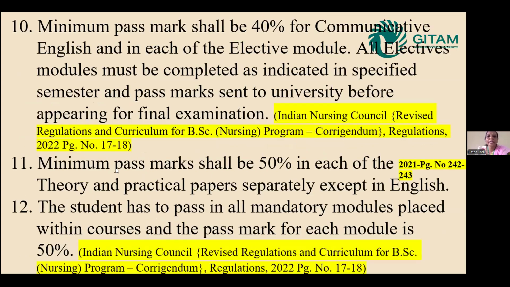Then we have the 10th point. A minimum pass mark shall be 40 for communicative English and in each of the elective modules. All the modules must be completed as indicated in the specified semesters, and pass marks sent to the university before appearing for the final. We need to be very aware of this, because for an elective module, if we send any fail mark, that will again affect the student. So we need to be very clear. We can do a retest again and send the final mark as a pass mark. Just 40% is the pass mark that we need to ensure. This has been modified or revised in the 2022 syllabus. I took this point from the 2022 revised syllabus.